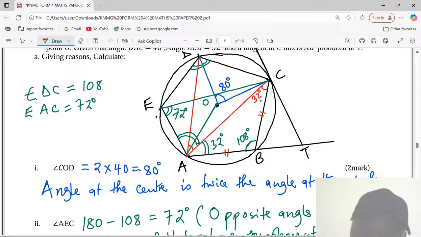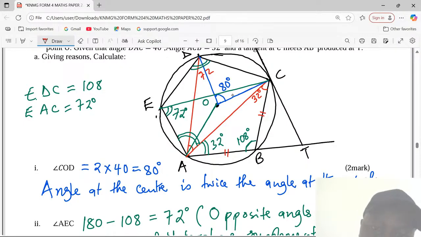So if this is 32, then this is also, and this length is equal to it, it is also supposed to be 32. So the two angles there are 32 each. The angle here is 72, that is the angle ADC, because it is opposite to 108.